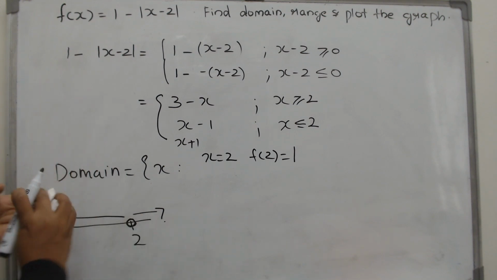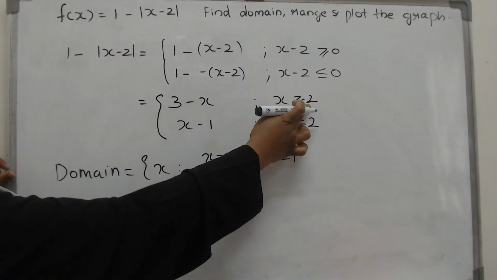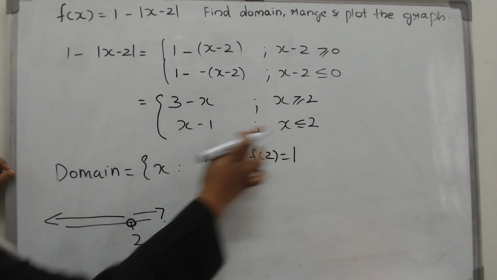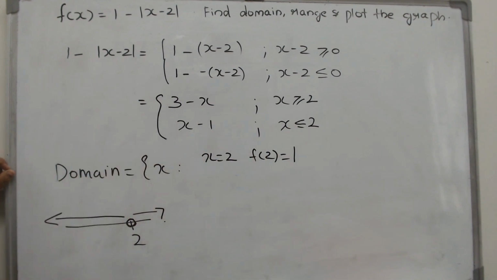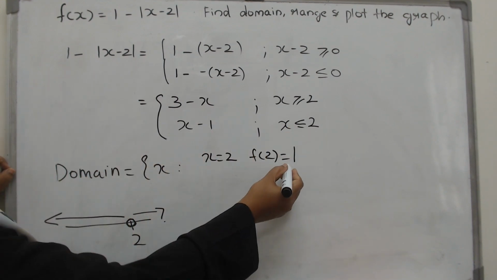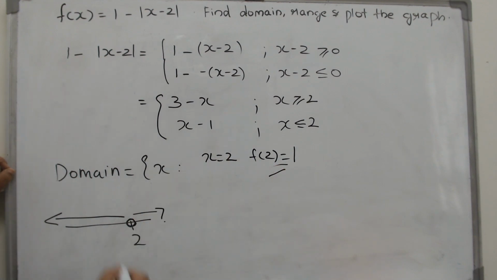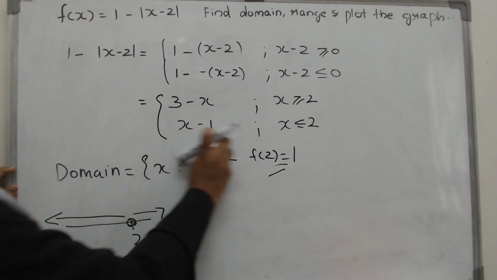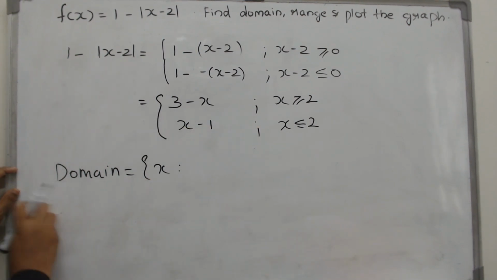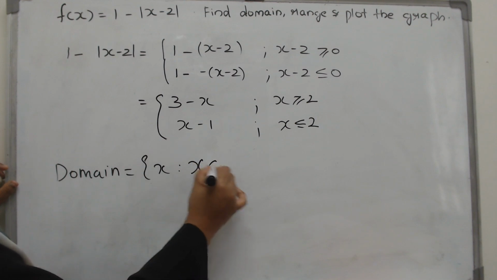The good news is that in both the places, if you put 2 here or you put 2 here, you get exactly the same answer. f of 2 is 1, or in other words, at 2 also it has a unique image. And what does that mean? The function is defined for every real number.